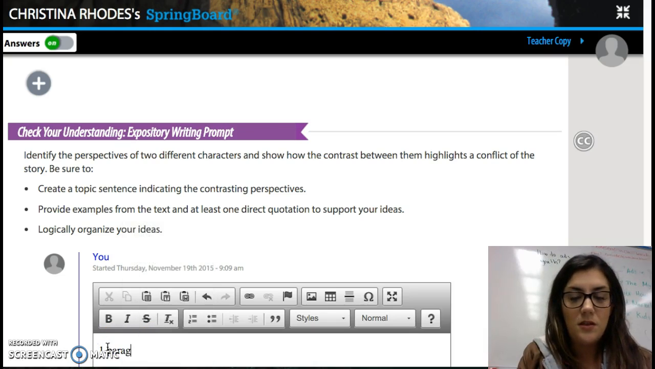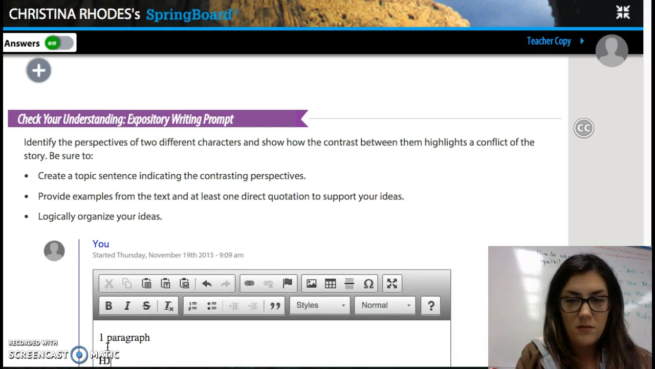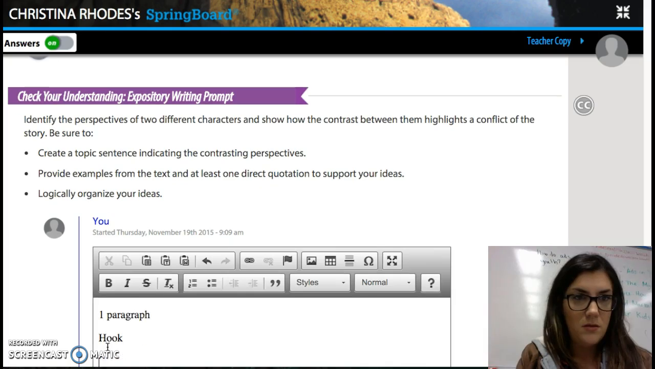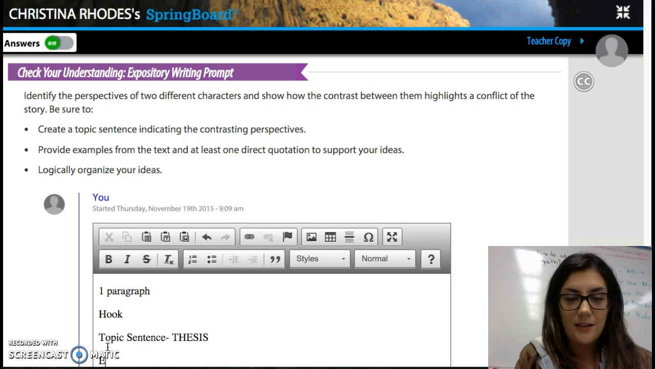and it needs to start with a hook. Then you have a topic sentence or a thesis, same thing, okay? Then you need to provide an example. So it needs to be something from the text that shows that they are arguing. The author's name after the quote, the page number.